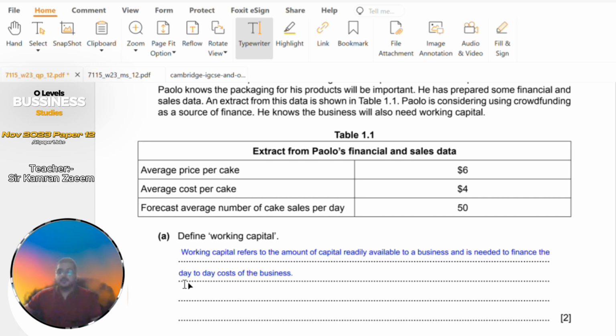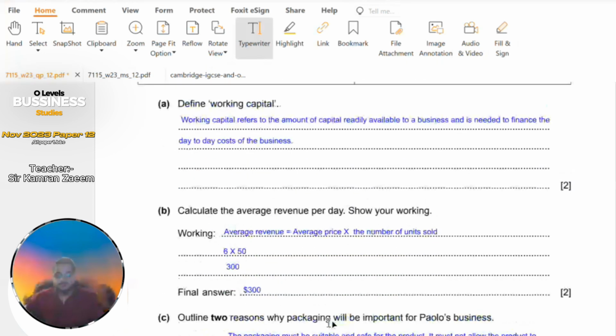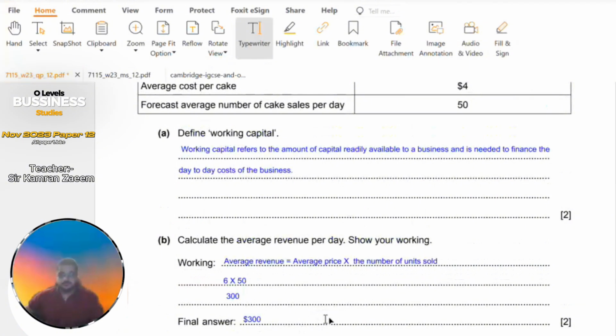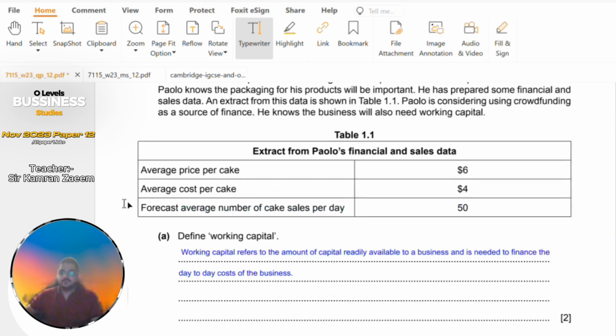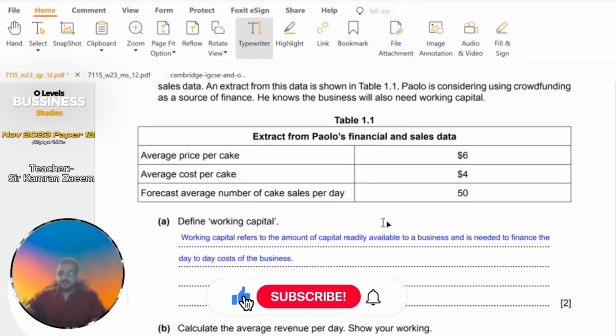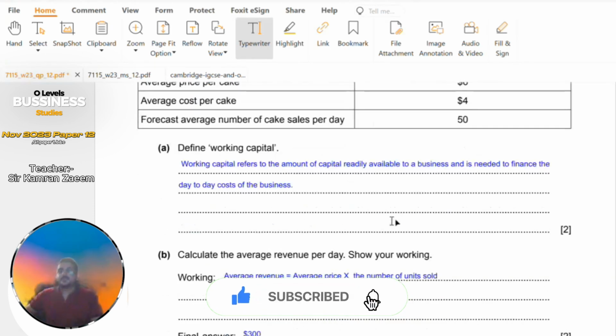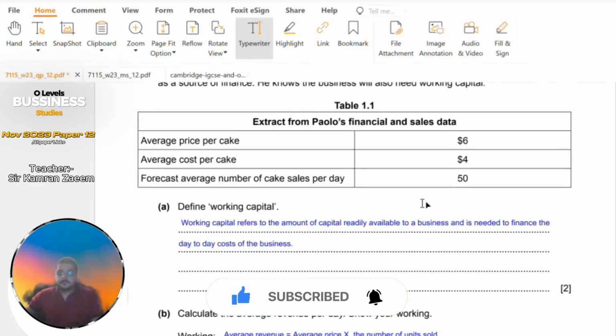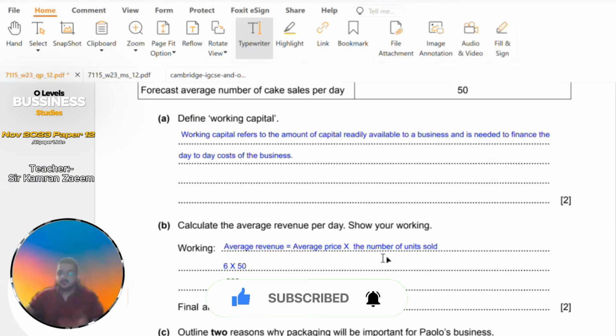Now B, calculate the average revenue per day and show your working. This is also a 2 marks question. As you can see, the formula that we usually use to calculate the average revenue is: average revenue is equal to average price per unit times the number of units sold. So the average price that Paolo plans to charge per cake, that is what? $6. So per unit, the unit in this case is the cakes. And the number of units sold means the number of cakes sold.